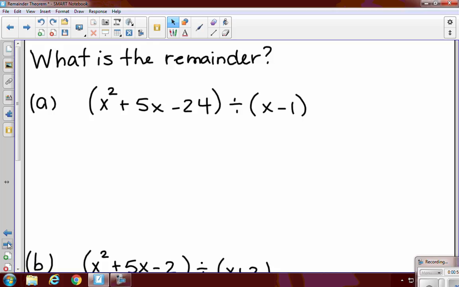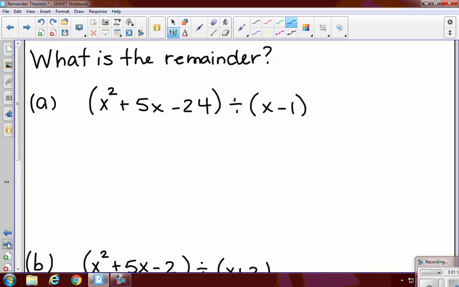So these questions here are saying, what is the remainder? We have a few of these examples, and it's basically saying, if I take example A, this quadratic, x squared plus 5x minus 24, and I divide it by x minus 1, what am I left with? What's the remainder? You can do this through synthetic division. You can do it through long division, but sometimes we just want to know really quickly what the remainder is.